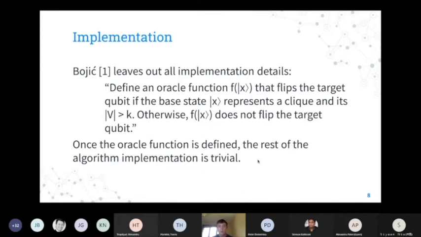Although Bochik provides an outline for using Grover's algorithm to solve this problem, Bochik does not state how to do this. Bochik only states to define an oracle function that flips given the properties of the base. Once this oracle is defined, the rest of the implementation is trivial.